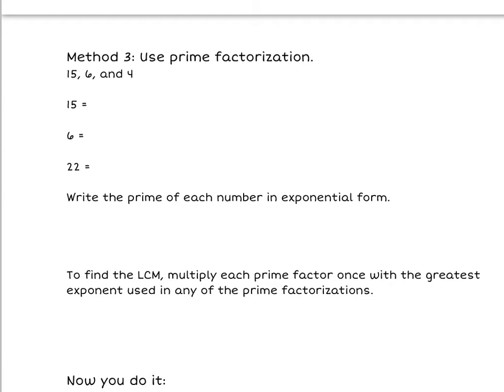So prime factorization. We did this last chapter. That's where you make your factor trees. So for 15, that is 3 times 5. And both of those are prime, so I can stop there. For 6, it's 2 times 3.